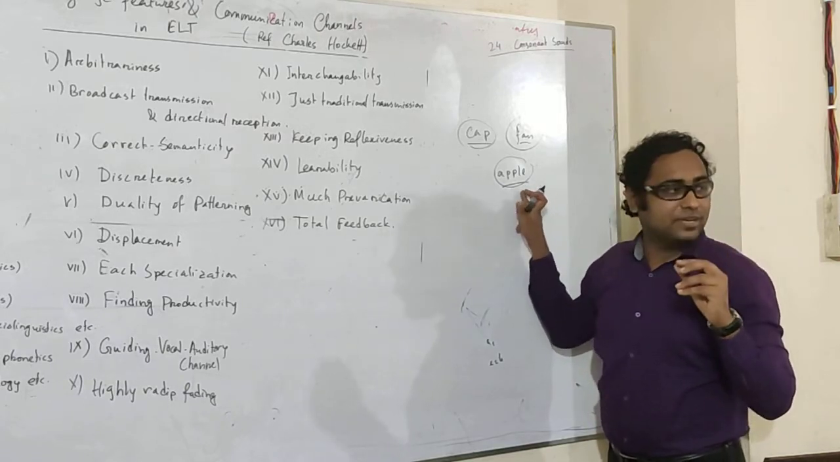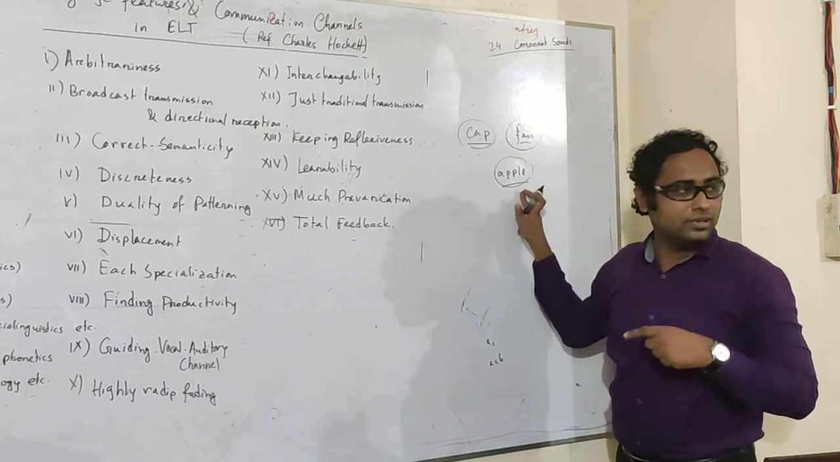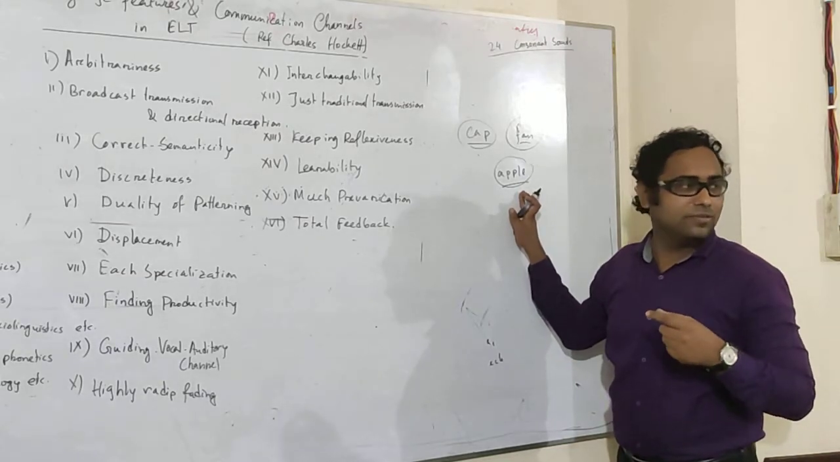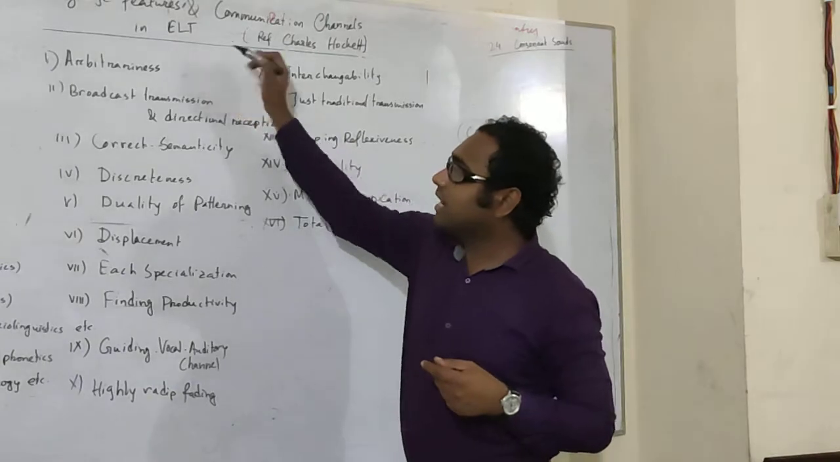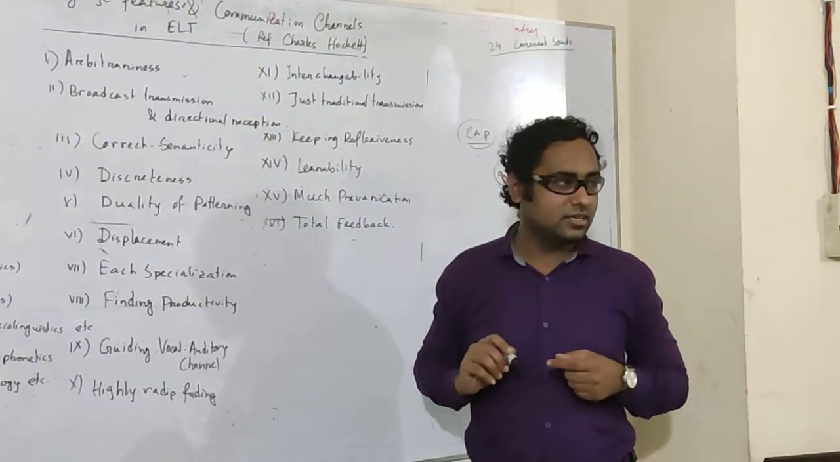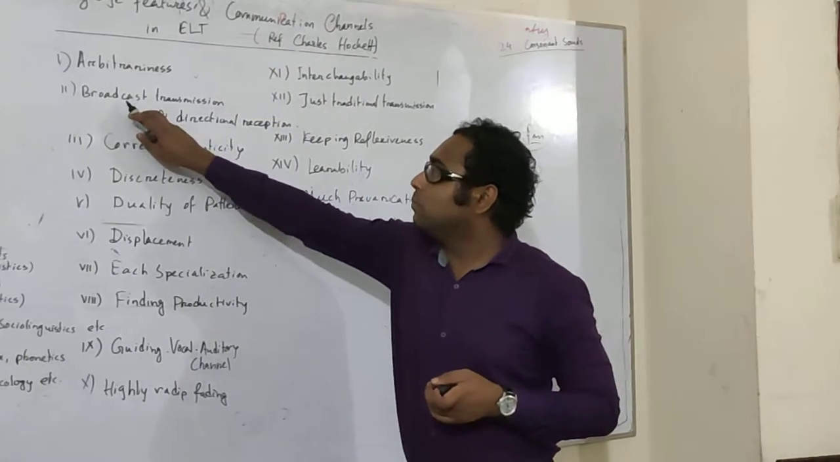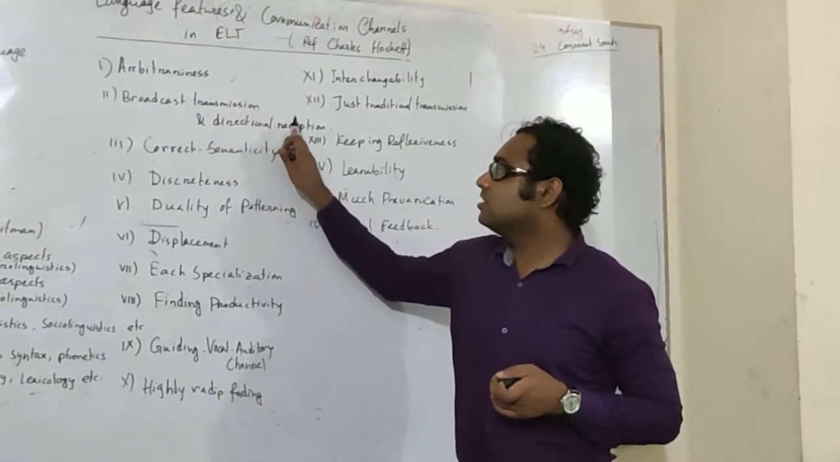But if I have given you another name for apple in French language, you won't be able to identify. So that's why it is called arbitrariness. Language is very much arbitrary. Broadcast transmission and directional reception.